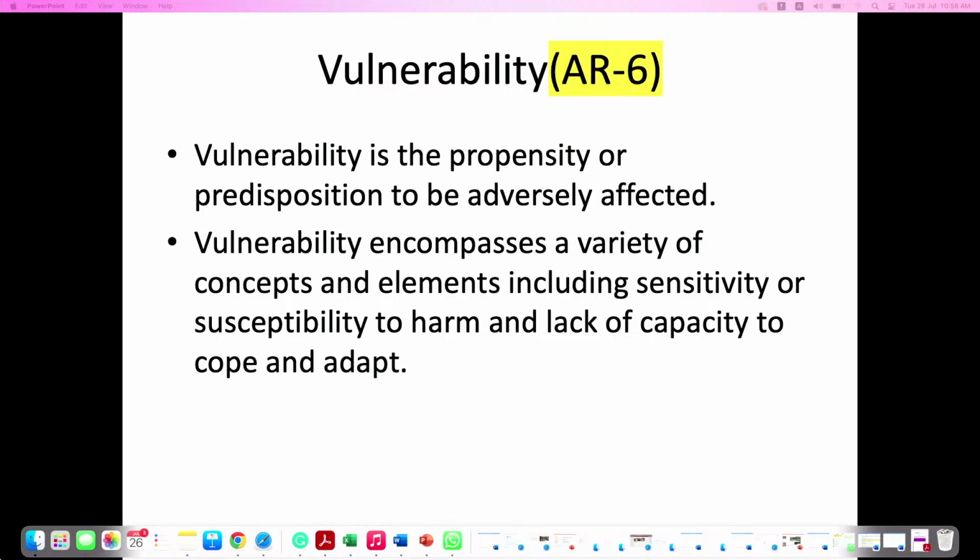So, vulnerability encompasses a variety of concepts and elements, including sensitivity or susceptibility to harm and lack of capacity to cope and adapt. So, additionally, what it means is that if you are vulnerable, you are susceptible or sensitive to something, and at the same time you have lack of capacity to cope and adapt. So, as I said, it is a very, very meaningful word, and that is why many people call it vulnerability science also.